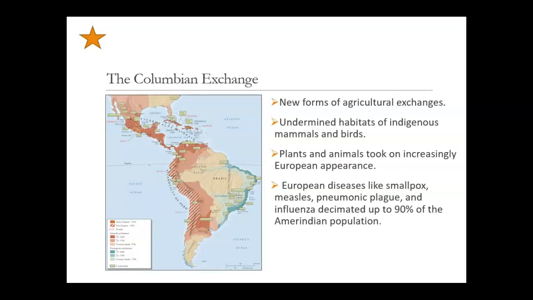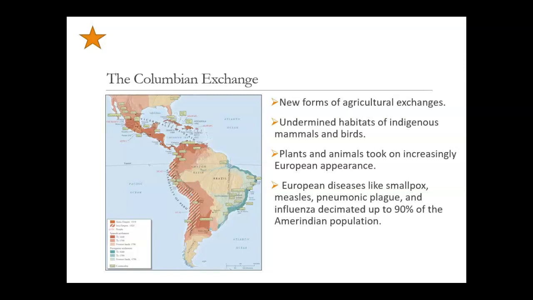From Europe came domesticated animals like cattle, swine, and horses. Europeans also brought over their farming techniques and undermined habitats of indigenous mammals and birds when they chopped down forests for sugar plantations. So it is no surprise that before long plants and animals took on an increasingly European appearance in the Americas.